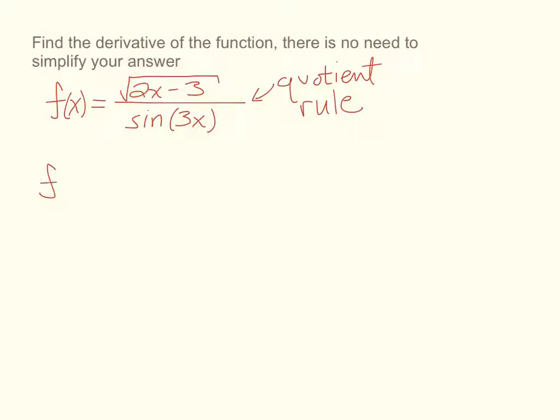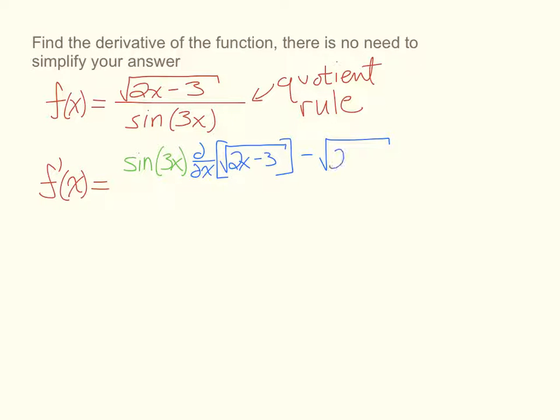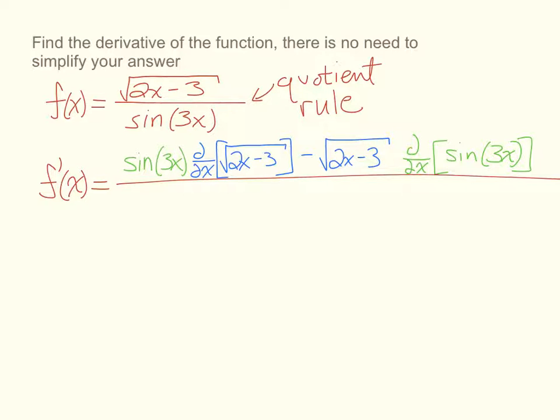The quotient rule states the derivative will be equal to the denominator times the derivative of the numerator, minus the numerator times the derivative of the denominator, all over the denominator squared.